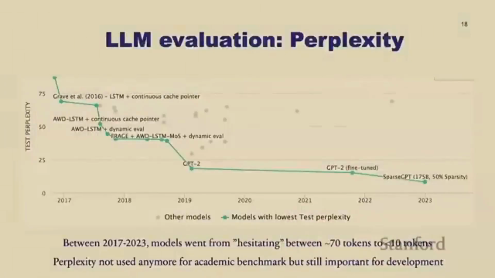So perplexity really improved. That's perplexity on a standard data set between 2017 and 2023. It went from about 70 tokens to less than 10 tokens over these 5-6 years. That means the models were previously hesitating between 70 words every time they generated a word, and now they're hesitating between fewer than 10 words. So that's much better. Perplexity is actually not used anymore in academic benchmarking, mostly because it depends on the tokenizer that you use and on the actual data people are evaluating on, but it's still very important for the development of LLMs. When you actually train your own LLM, people will still really look at the perplexity.